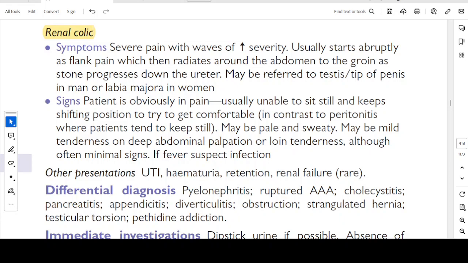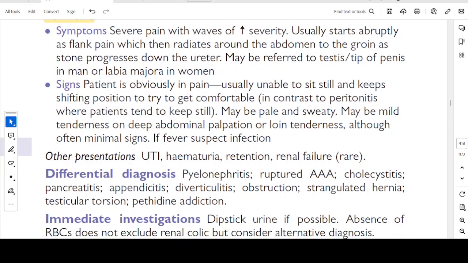So loin to groin pain to the tip of the testis or tip of the penis, or labia majora in women, is typical of renal colic. Signs: patient is obviously in pain, unable to sit and keeps shifting position to try to get comfortable, in contrast to peritonitis where the patient tends to keep still. May be pale or sweaty. May be mild tenderness on deep abdominal palpation or loin tenderness, although there are often minimal signs. So you won't be able to elicit tenderness in case of colic due to renal nephrolithiasis or renal stones.